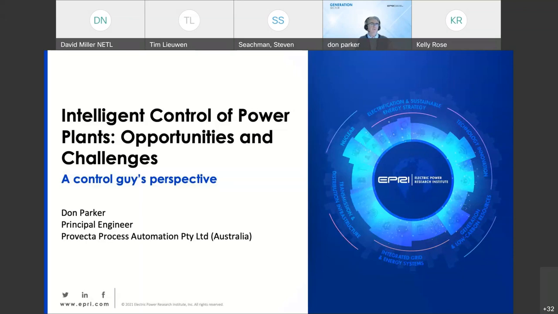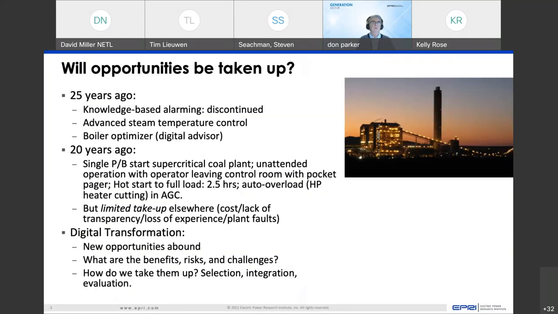So basically, I'm looking from a power plant's perspective out into the research area, into the vendors, into the industry as a whole, and saying, if I were a plant owner or a fleet owner, how am I going to take these opportunities on board and make use of them and get a benefit from them? So will the opportunities be taken up?